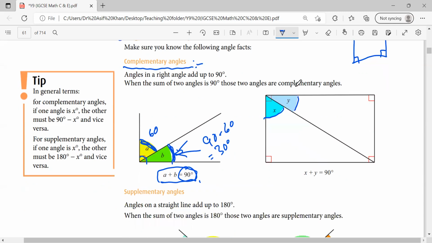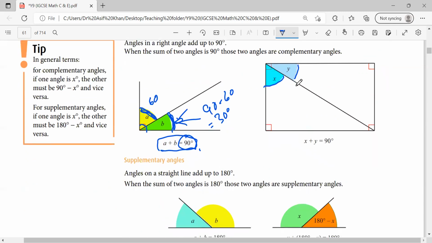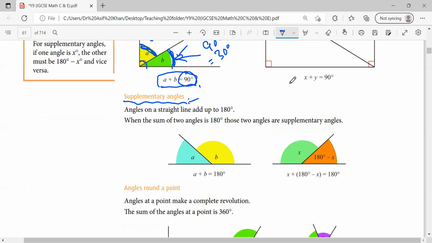Now, the next one is supplementary angles. What is a supplementary angle? Okay, read. Supplementary angles on a straight line add up to 180 degrees. When the sum of two angles is 180 degrees, those two angles are supplementary angles.